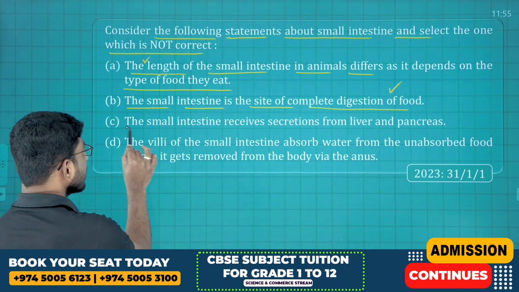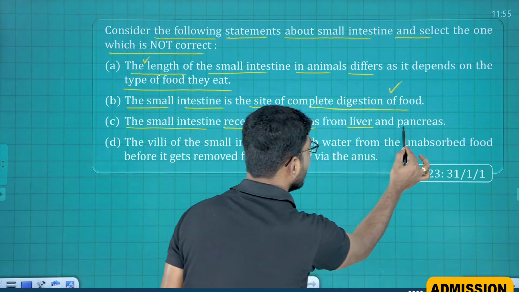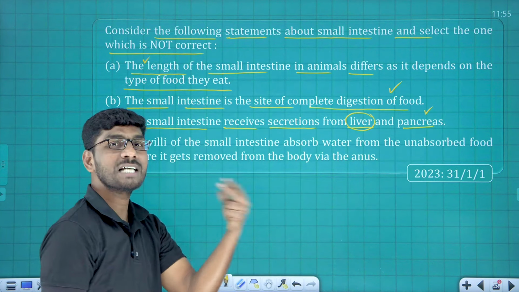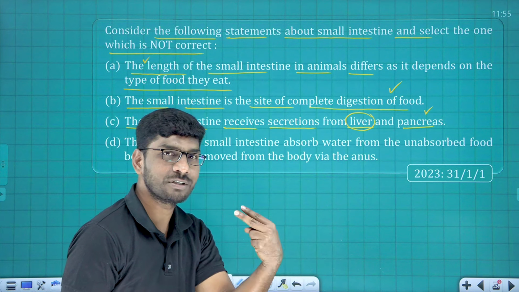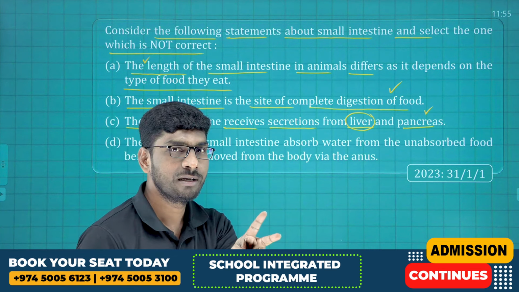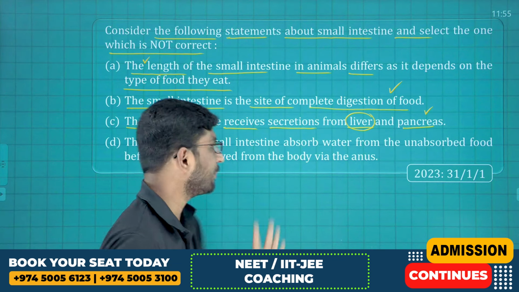Number 3. The small intestine receives secretions from the liver and pancreas. Absolutely correct. Liver, bile; pancreas, pancreatic enzymes. Pancreatic enzyme, and from the liver, what they call bile. The hepatopancreatic duct is there, which opens into the duodenum. This statement is also correct.